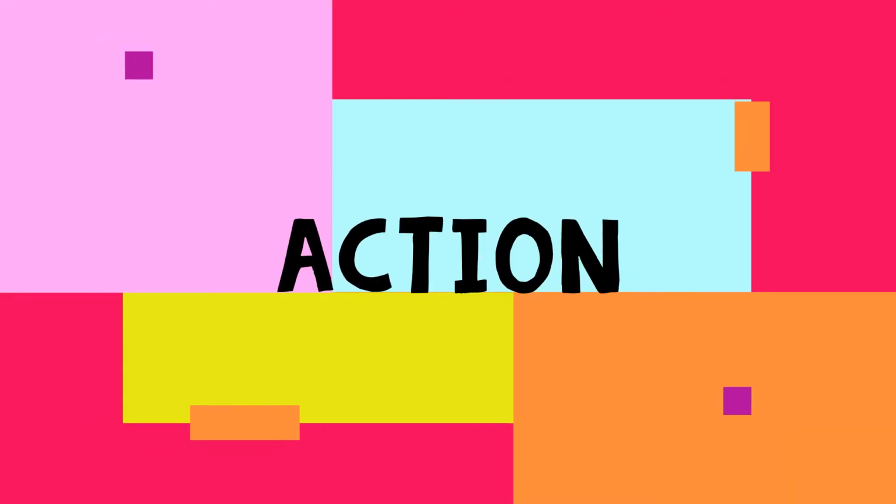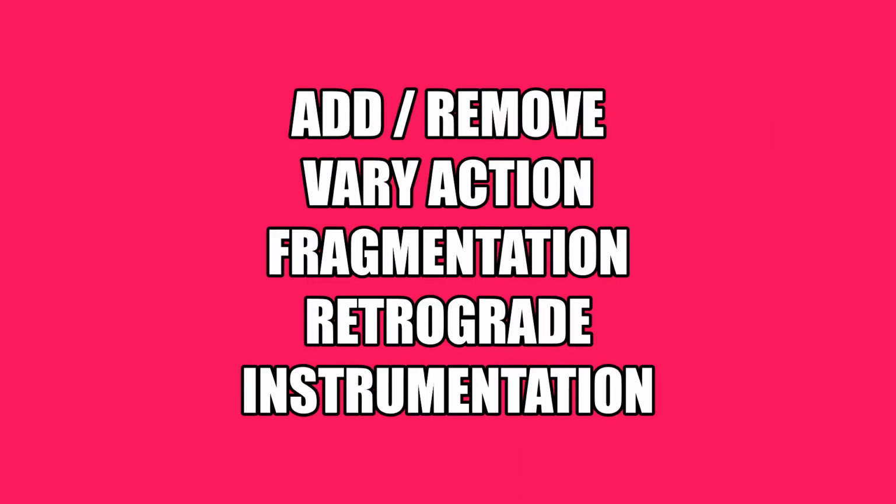So to change this motif using action, we can add or remove an action. We can vary the action by changing it slightly. We can use instrumentation. We can fragment the motif, which means we do the moves in a different order, or we can use retrograde, which means we do them in reverse.